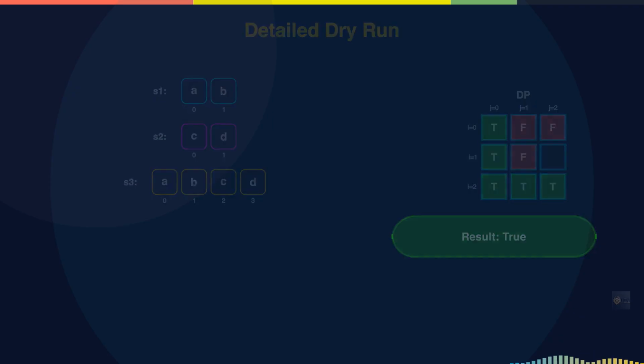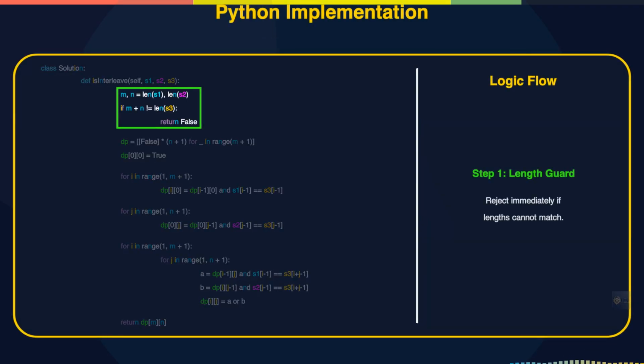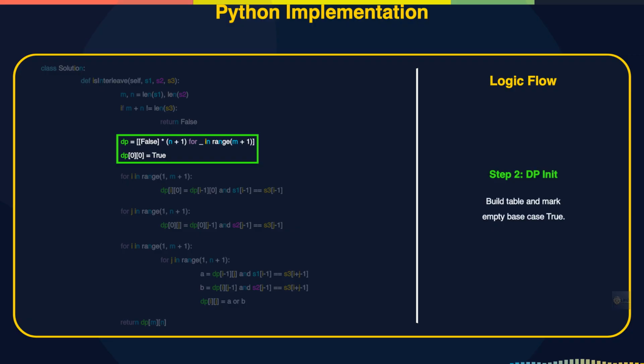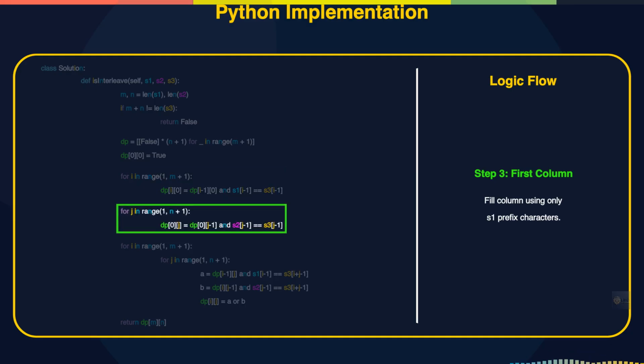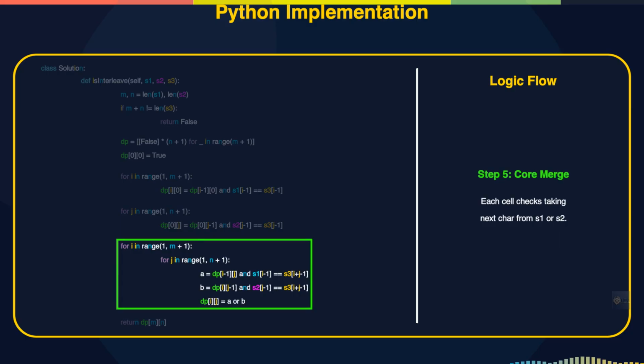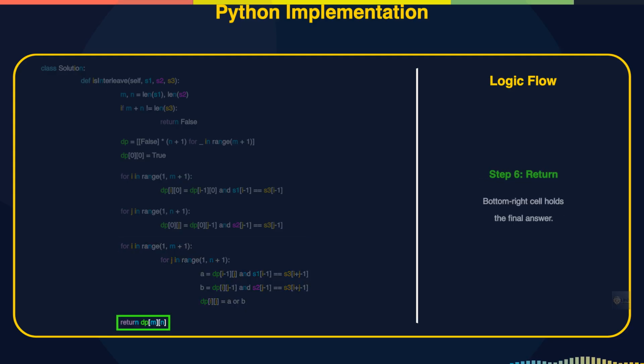Now, let us look at the Python code. First, we check if the total lengths match. If not, we return false immediately. We create a DP table of size m plus 1 by n plus 1, all false. We set DP 0, 0 to true. We fill the first row and first column for prefixes from only one string. Then we use nested loops over I and J. For each cell, we combine results from taking the next character from S1 or from S2. We return DP at m, n.